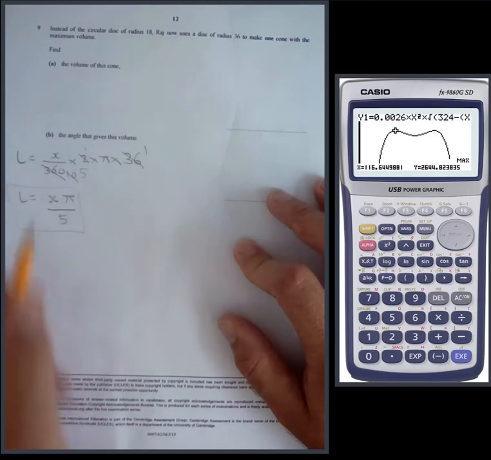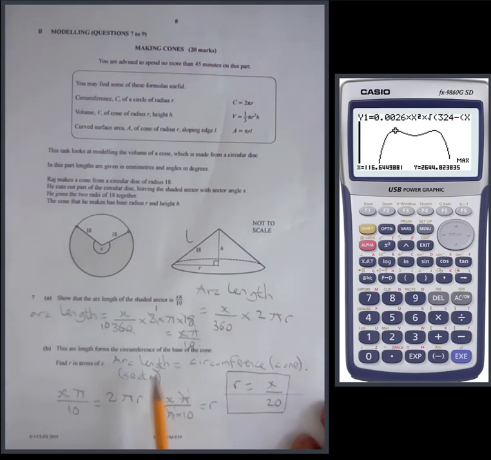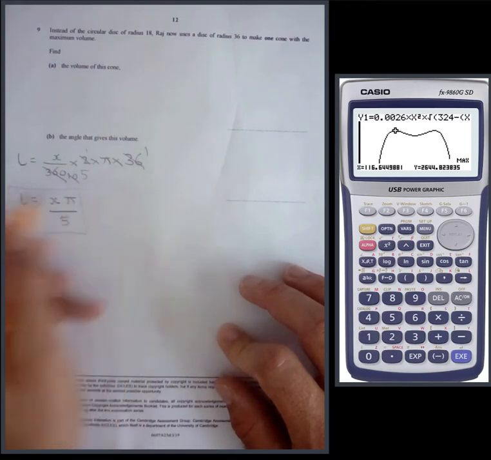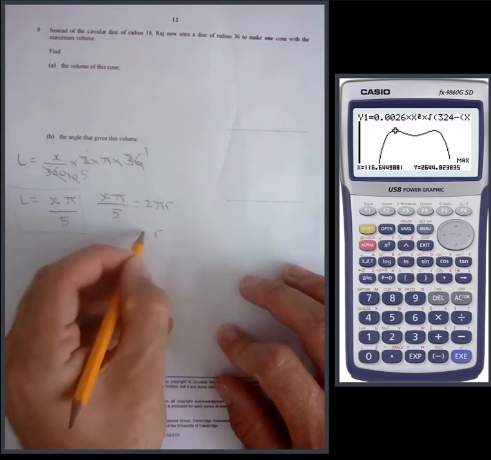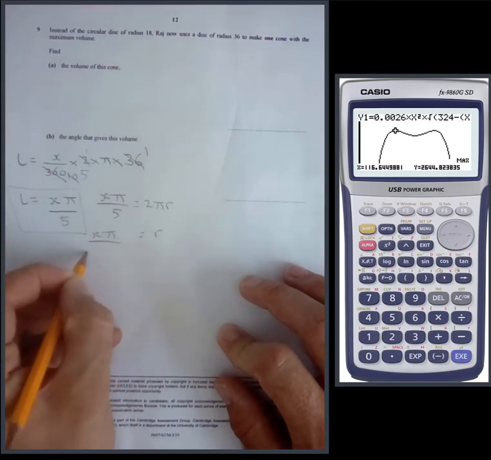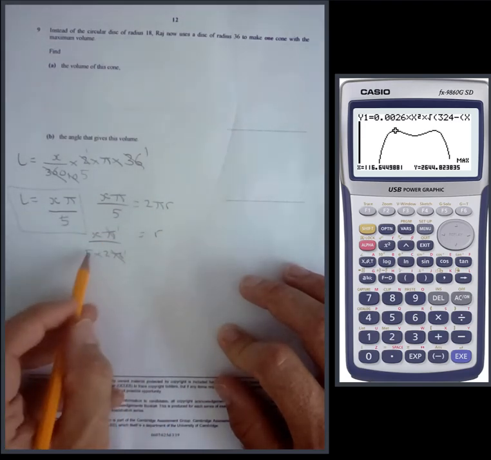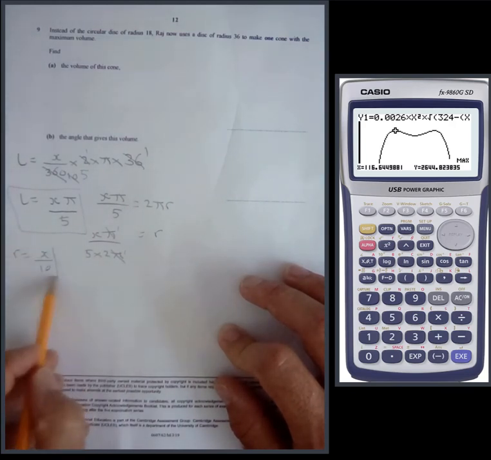Okay, so that's the first bit. Then the next thing was to get an expression for the radius in terms of x. So remember, arc length of sector, we just worked out, L equals circumference of the cone. So the expression for L that we just got, which was x pi over 5, equals 2 pi r. Solve for r. x pi over 5 equals 2 pi r. So r must equal x pi over 5 times 2 pi, just divide by 2 pi. Pi cancel, 1, 1, you've got x over 10. So r equals x over 10. Remember, it was x over 20 before, so it is a bit different.